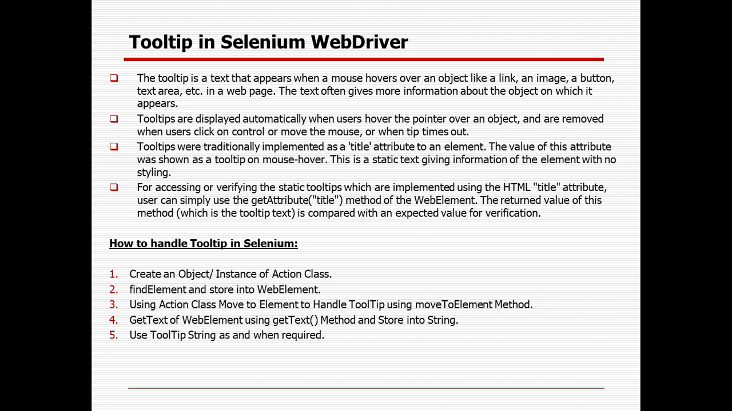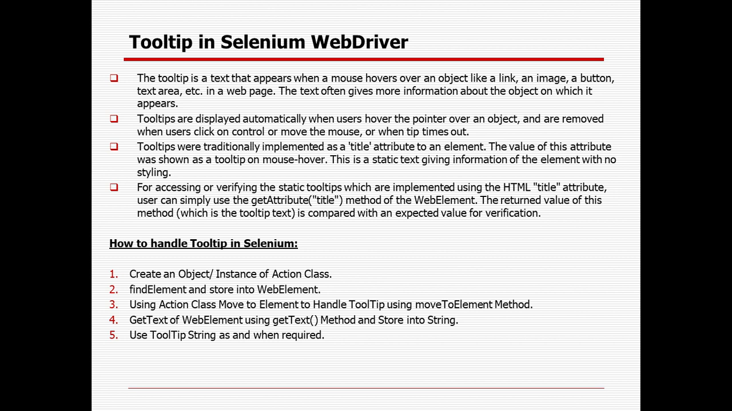You have already seen some of the pages. There are some links, Facebook, LinkedIn, GitHub, like that. If you mouse over that particular element, it will give you more information or the URL of the particular page. So that is called a tooltip. Some text will be available in the tooltip. Tooltips are displayed automatically when the user moves the mouse pointer over an object.